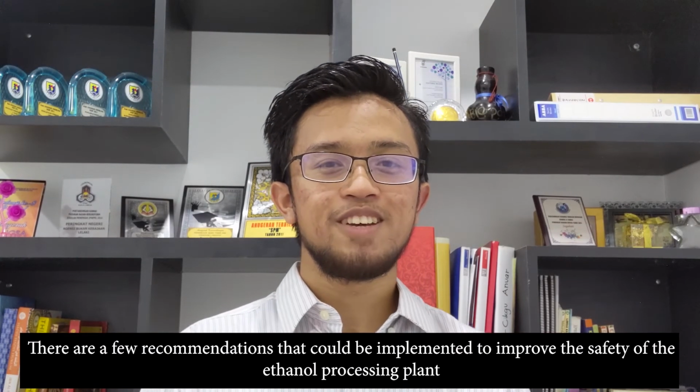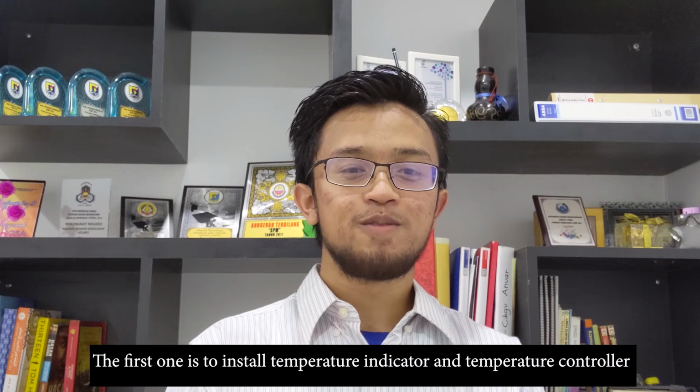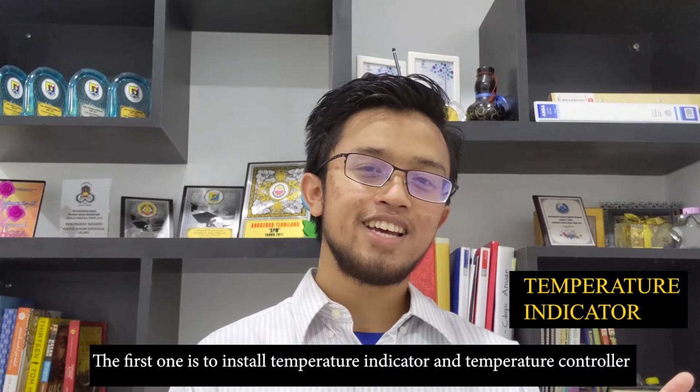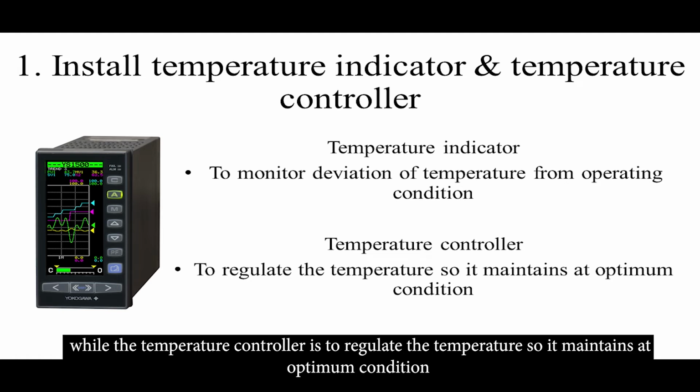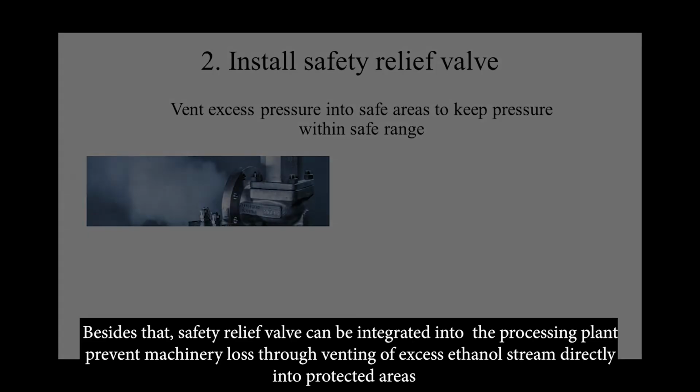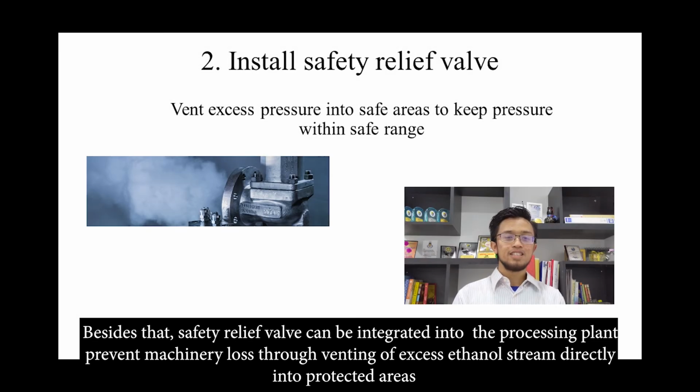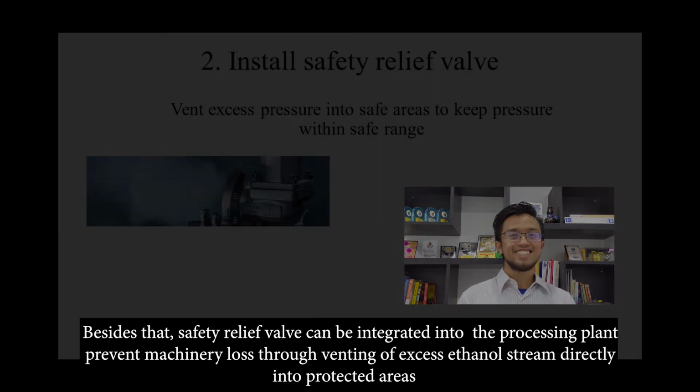There are a few recommendations that could be implemented to improve the safety of the ethanol processing plant. The first one is to install a temperature indicator and temperature controller. The temperature indicator can be used to monitor deviation of temperature from the operating conditions, while the temperature controller is to regulate the temperature so it maintains an optimum condition. Besides that, a safety relief valve can be integrated into the processing plant to prevent machinery loss through venting of excess ethanol streams directly into protected areas.